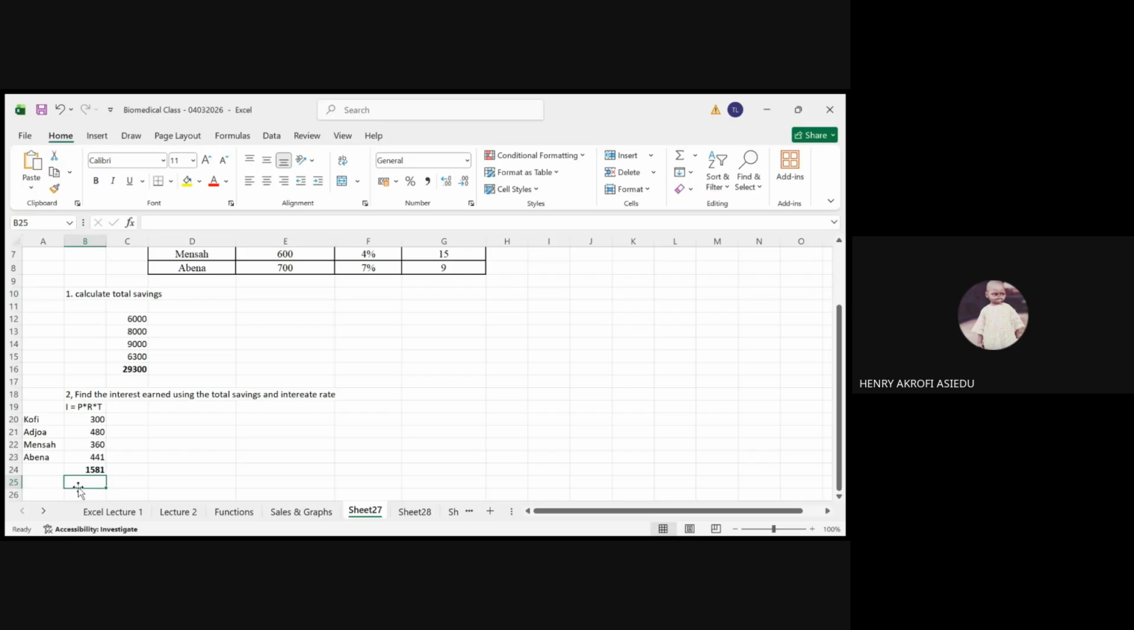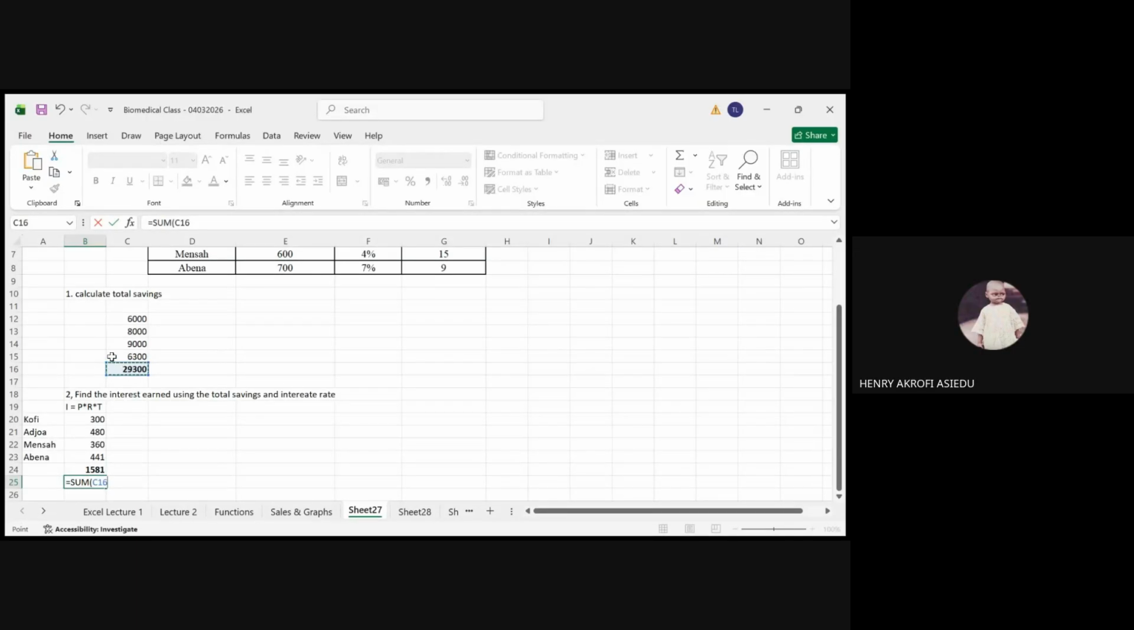Equals sum. Which one and which one? This thing, if you are doing it, you go and click elsewhere, you'll be in trouble. So equals sum. Which one and which one? The total. Do I do all savings together or individual? Oh, but we've done the total already. So we did total. Okay.